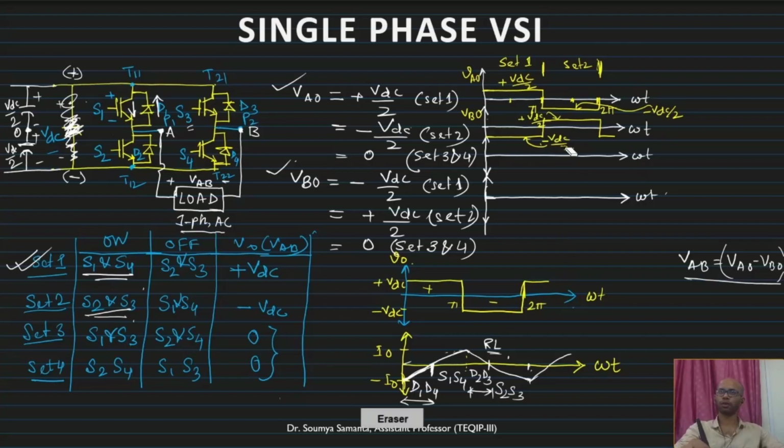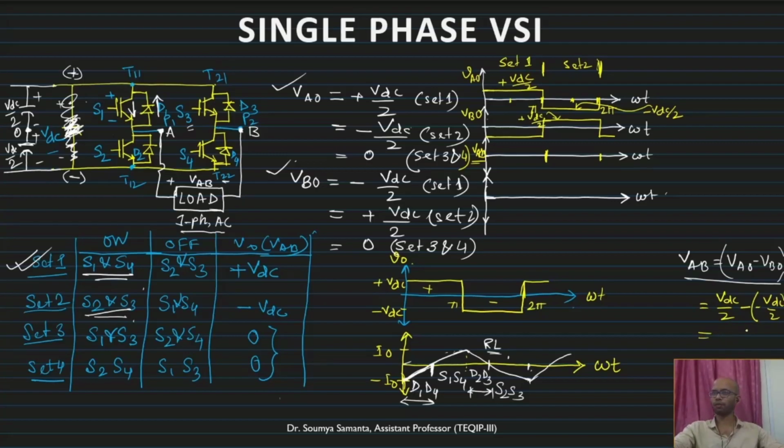So now let us find out what is the output voltage we will get. Now this is, suppose say VAB. This is VAB. Okay, I am erasing this one. VAB. That means this voltage. Now how to find out the VAB? So VAO minus VBO. So what is VAO? Initially first half cycle I am calculating. Second half cycle I can do it. So first half cycle is VDC by 2 minus minus VDC by 2. So what we are getting? VDC by 2 plus VDC by 2. So we will get 2 VDC by 2. That is the VDC, positive VDC.